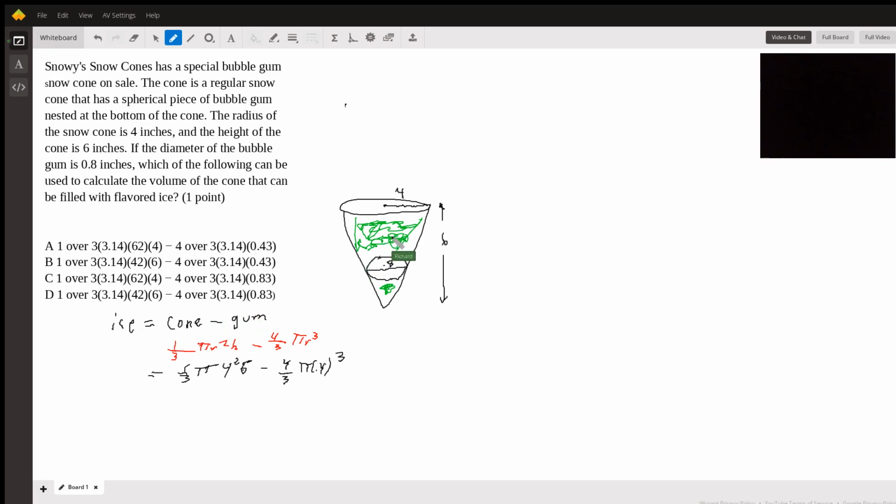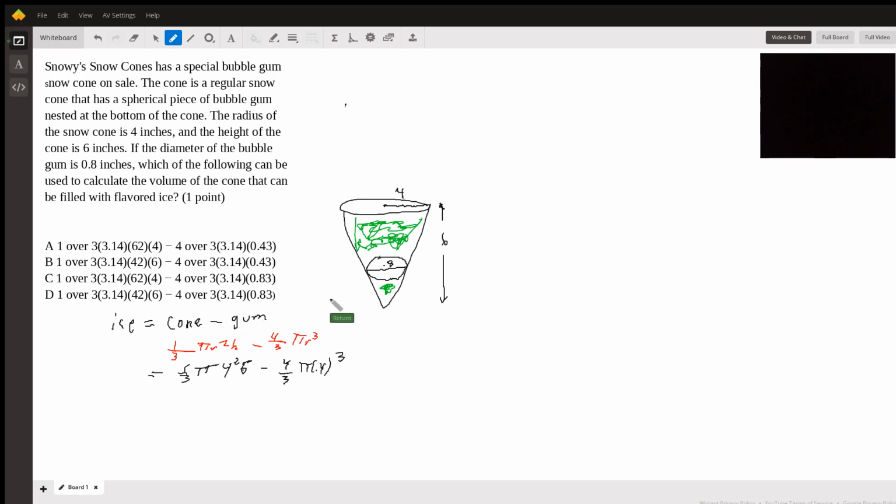So the amount of ice, which is represented by this green area here, the amount of ice in this snow cone is going to be the volume of the cone. If it didn't have the bubble gum, it would be the volume of the cone. But then we do have bubble gum in it, so we have to subtract out the volume of the gum. So it's the volume of the cone minus the volume of the sphere.